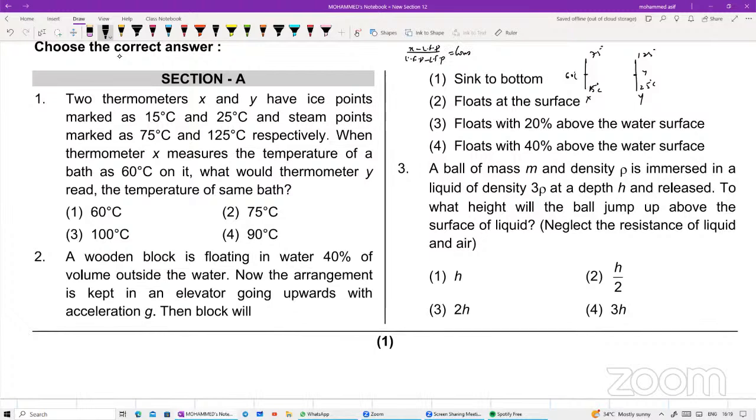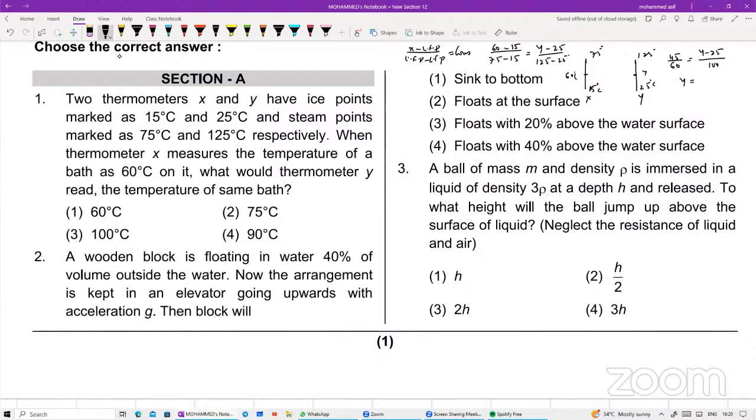The X value is 60. So it is 60 minus the lower fixed point 15, divided by the upper fixed point 75 minus 15, equal to, for thermometer Y, Y minus the lower fixed point 25, divided by 125 minus 25. So 60 minus 15 is 45, divided by 75 minus 15, which is 60, equals Y minus 25 divided by 100. Simplify this and we'll get the value of Y.